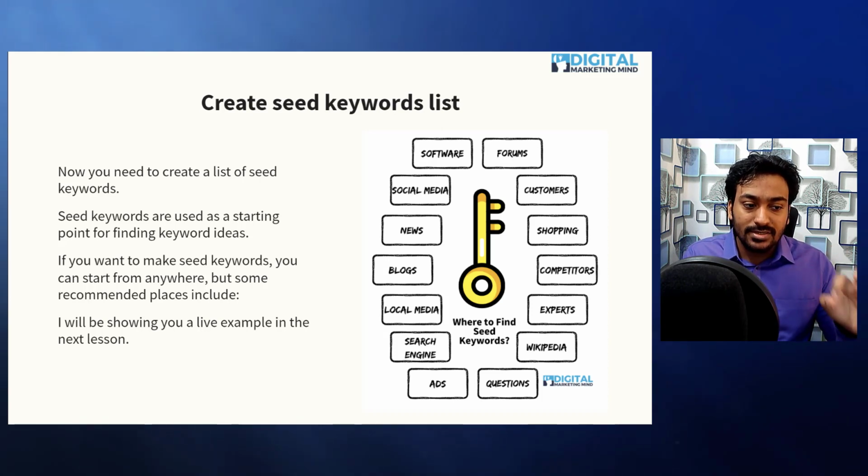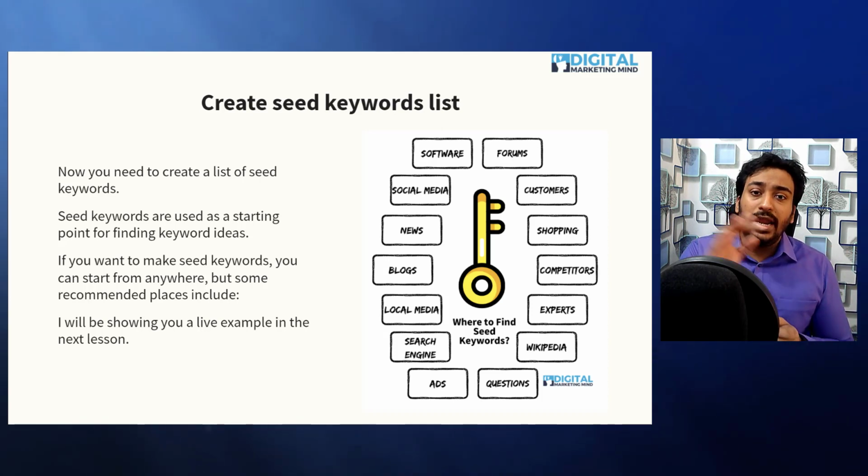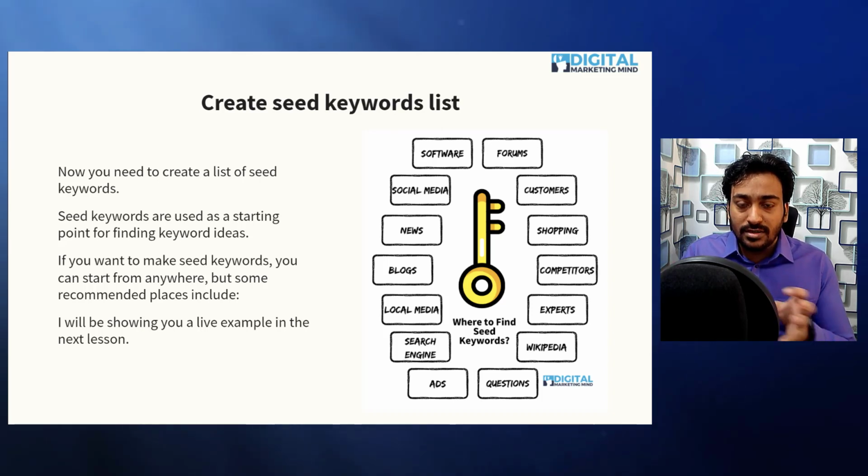If you want to make a seed keyword, you can start from anywhere, but there are some recommended places I'm going to explain now. Once this lesson is over, I will show you a live example in the next video to showcase how you go about doing all the things I'm going to explain. So let's take an example for a second. I want to have a seed keyword for my campaign. I have answered all the questions, and now I have a clear understanding about it.